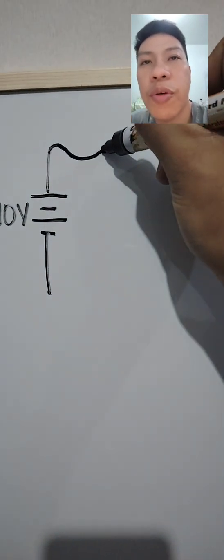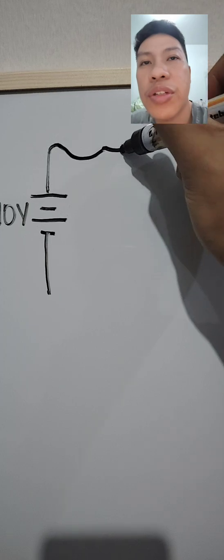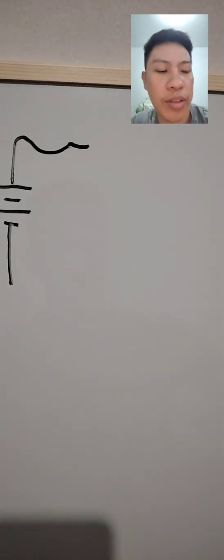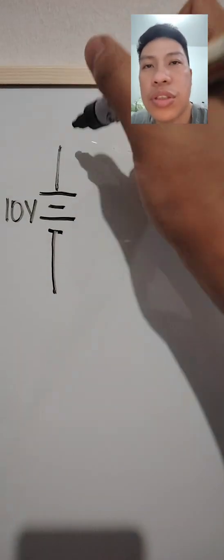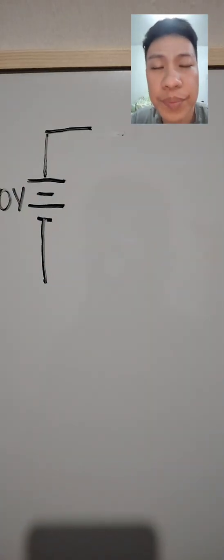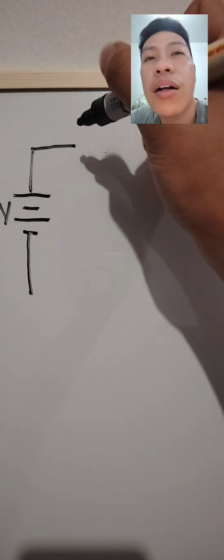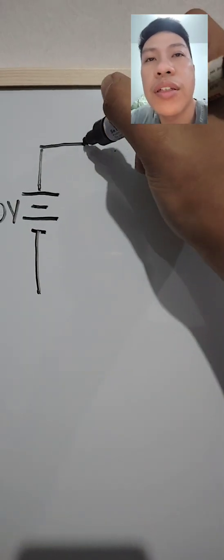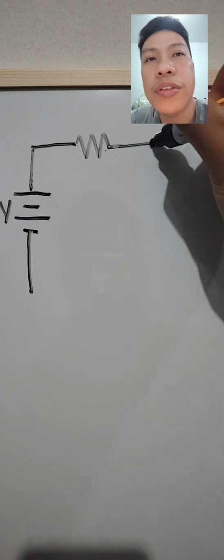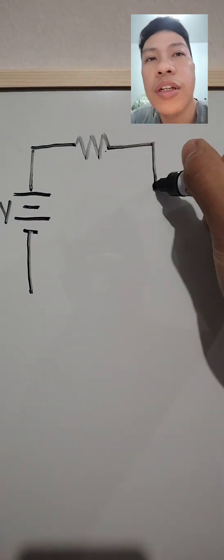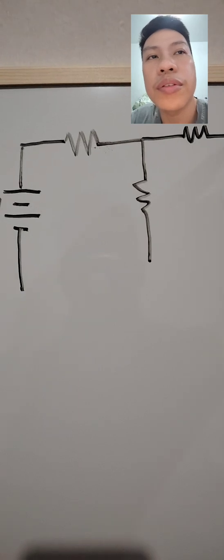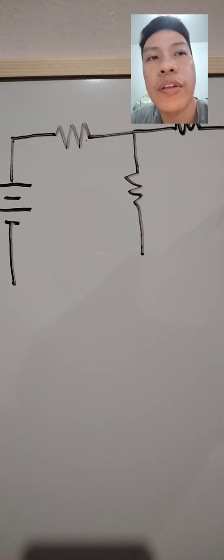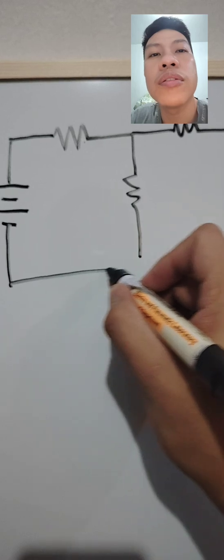a wire again, it can be wavy, it can be straight. That's a wire. But for formality's sake, let me just draw a straight wire here. Okay. Here I have my resistor. Okay. And another resistor. And another resistor. Okay. Alright.